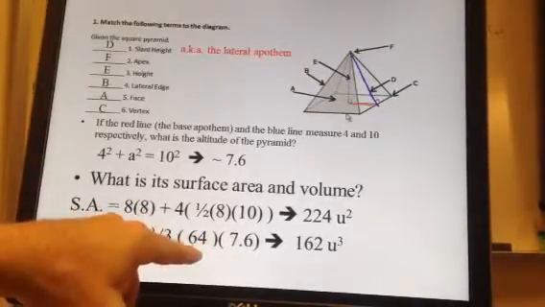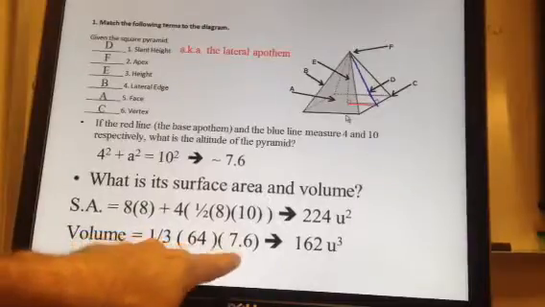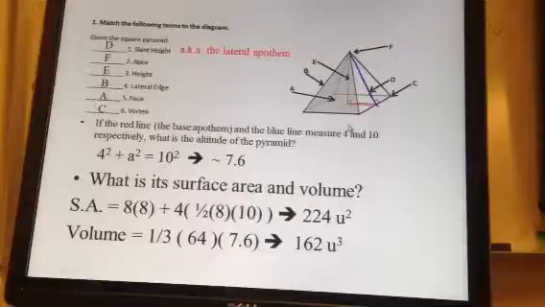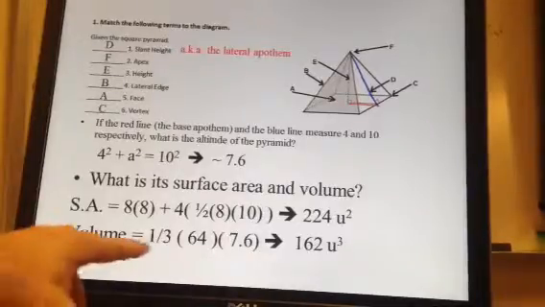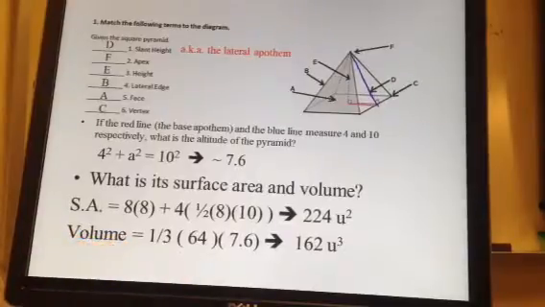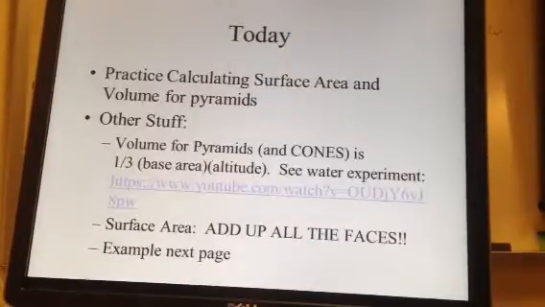Finally, volume for any kind of pointed shape that has a flat bottom is always going to be 1/3 of the base, 64, times the height, 7.6, or approximately 162 units cubed. As always, instead of multiplying by 1/3, obviously you can multiply those two together and divide by 3. We'll skip to this.